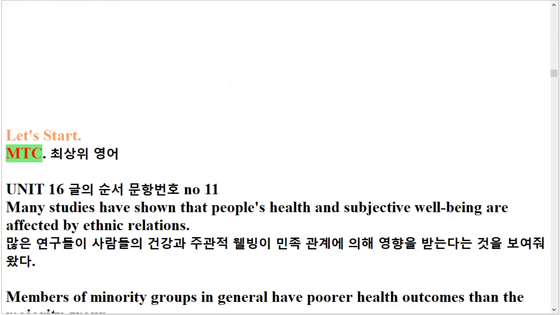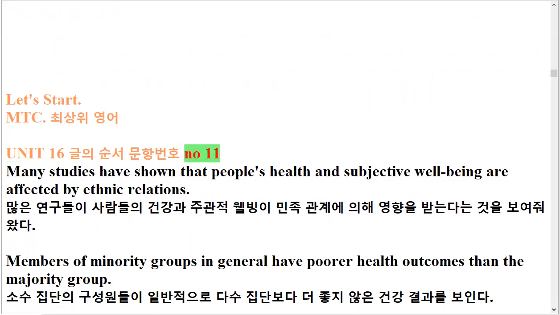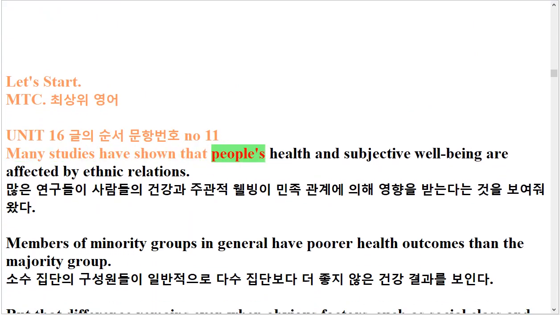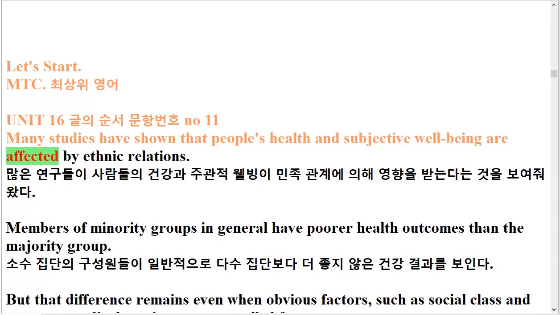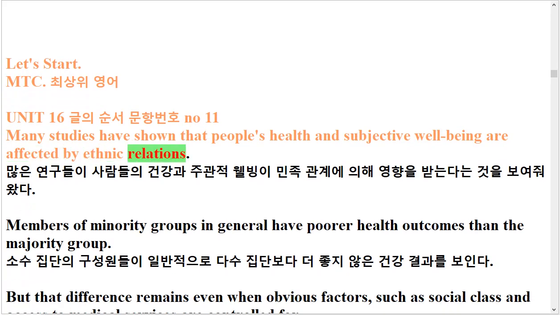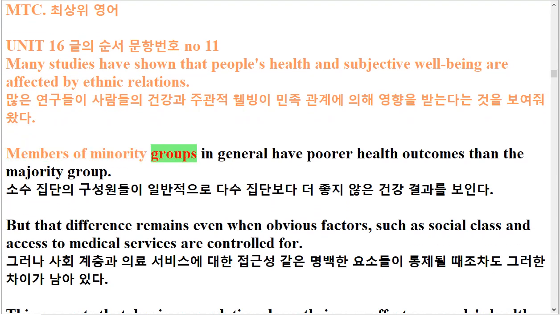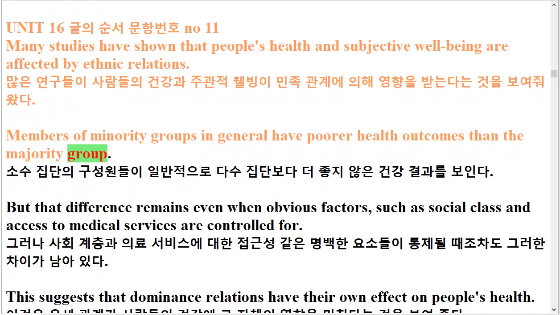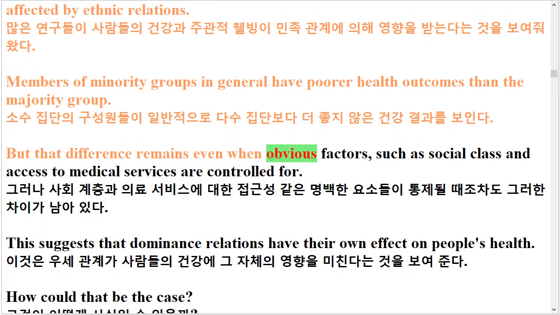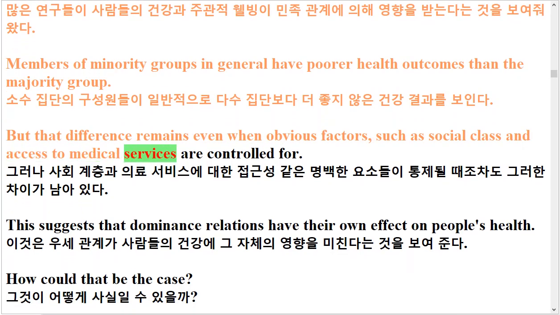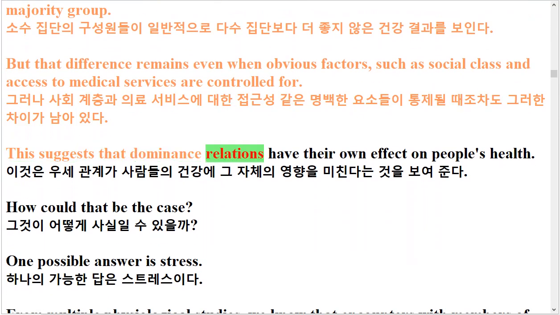Unit 16, Number 11. Many studies have shown that people's health and subjective well-being are affected by ethnic relations. Members of minority groups in general have poorer health outcomes than the majority group. But that difference remains even when obvious factors, such as social class and access to medical services, are controlled for. This suggests that dominance relations have their own effect on people's health.